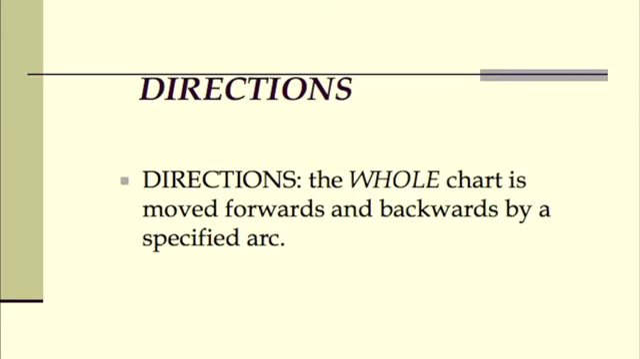Anyway, here on slide 2, it says that with directions, the whole chart is moved forwards or backwards by a specified arc. So with 1 degree directions, you would move the whole chart by 1 degree per year. So if you were 40, you would add 40 degrees to everything, and that would say something about your 40th year and be exact on your 40th birthday.